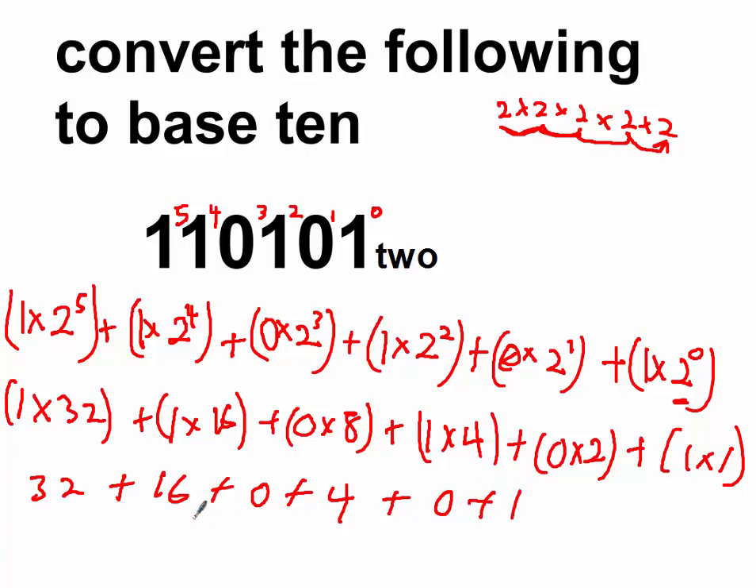Right. Good. So let's do the addition. This is giving me 48. Right, that's 48. Then 48 plus 0 is 48, plus 4 is 52, plus 1. That's 53. So the answer is 53 base 10.